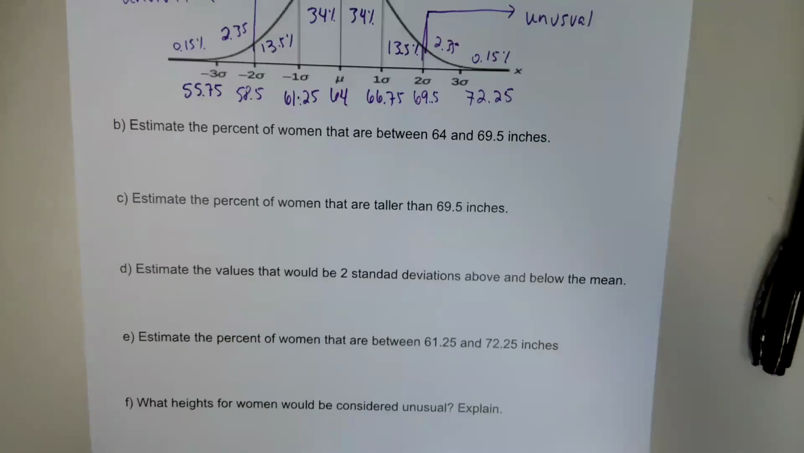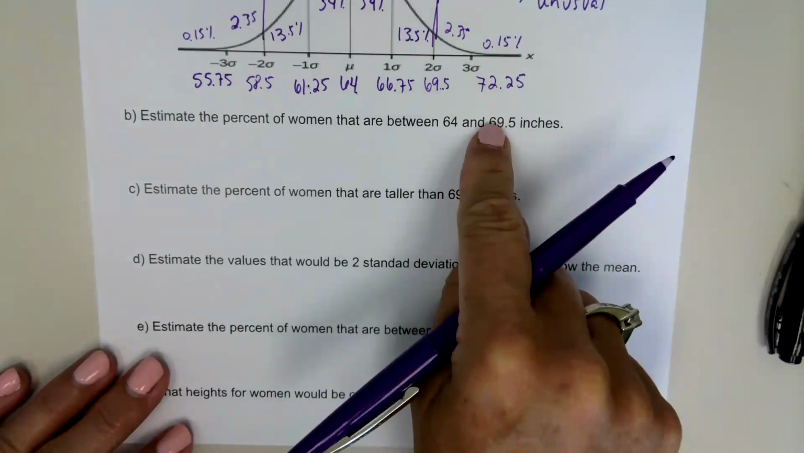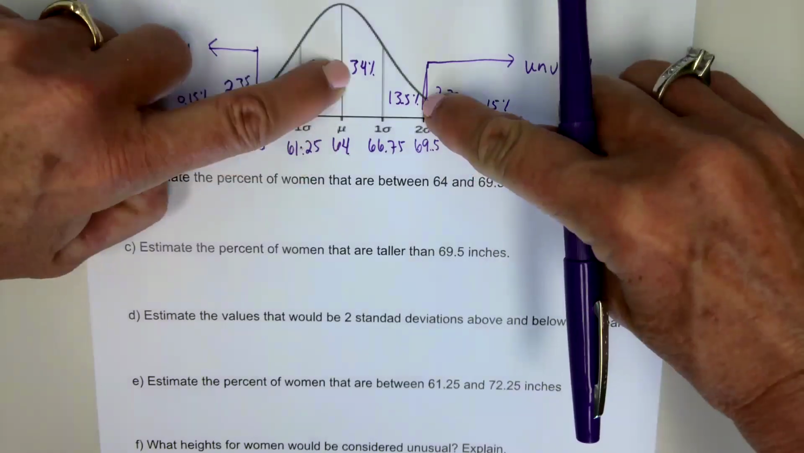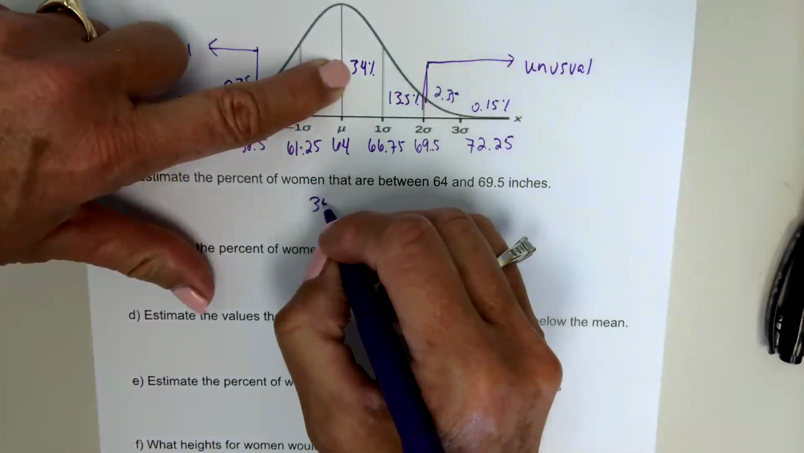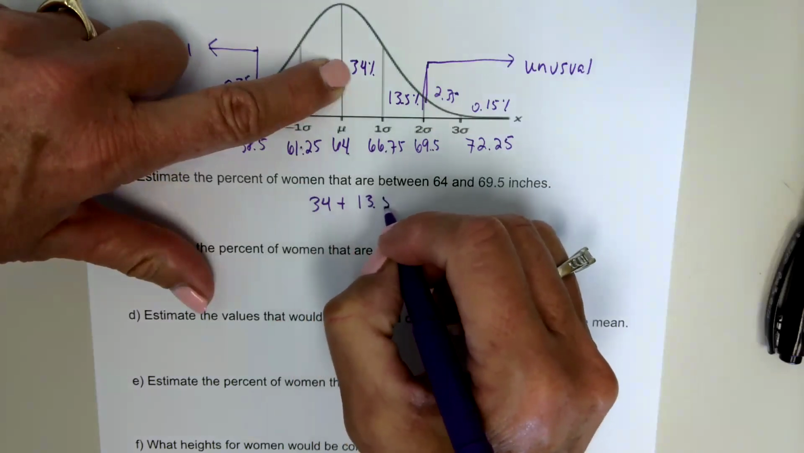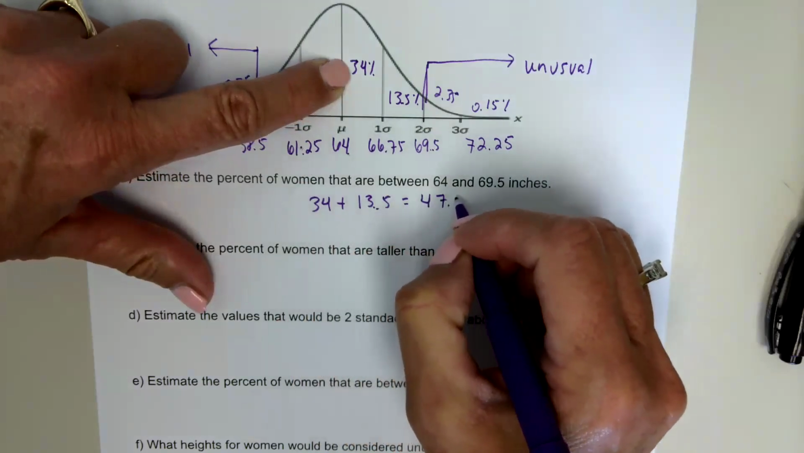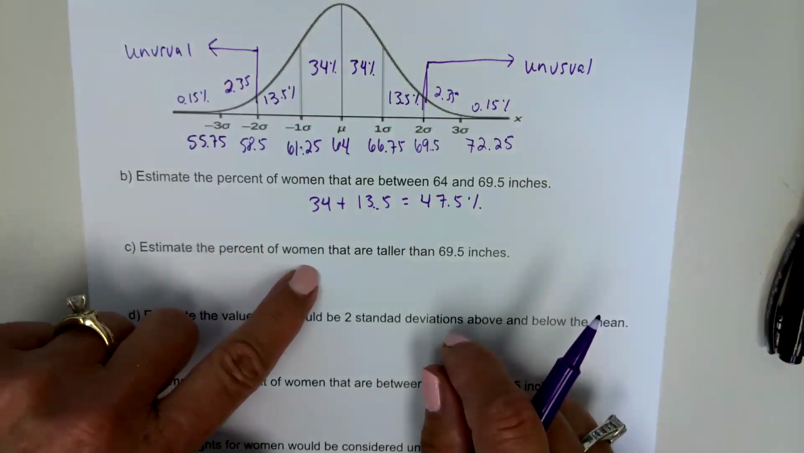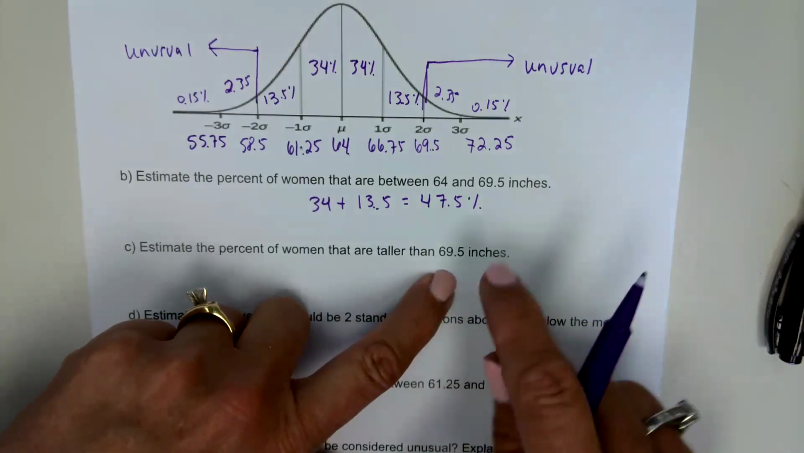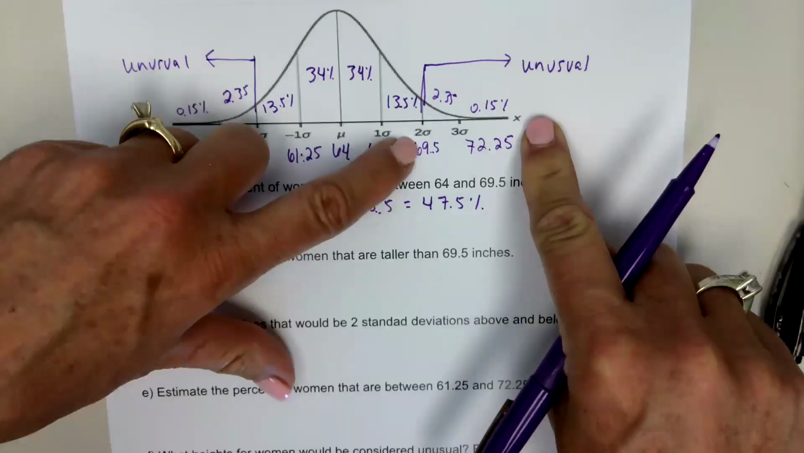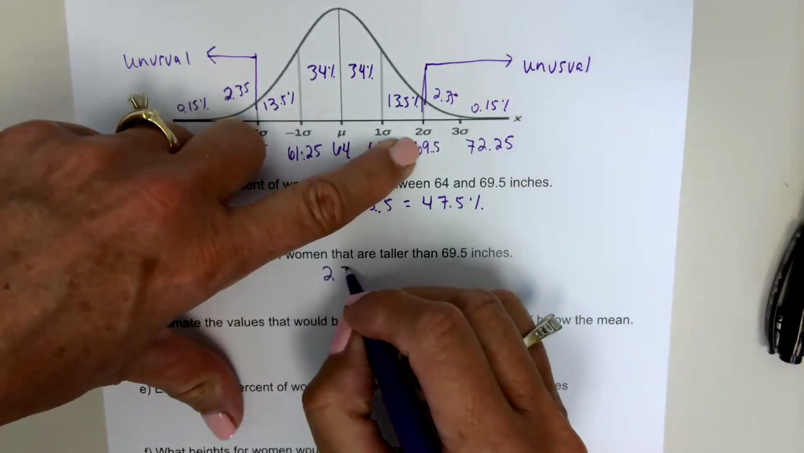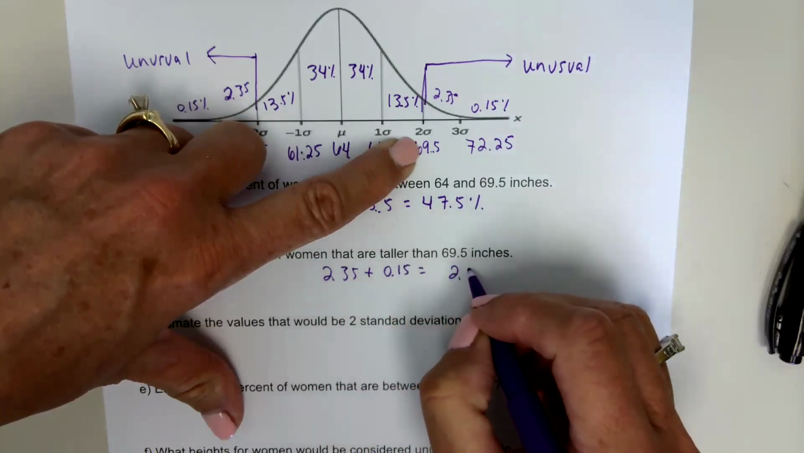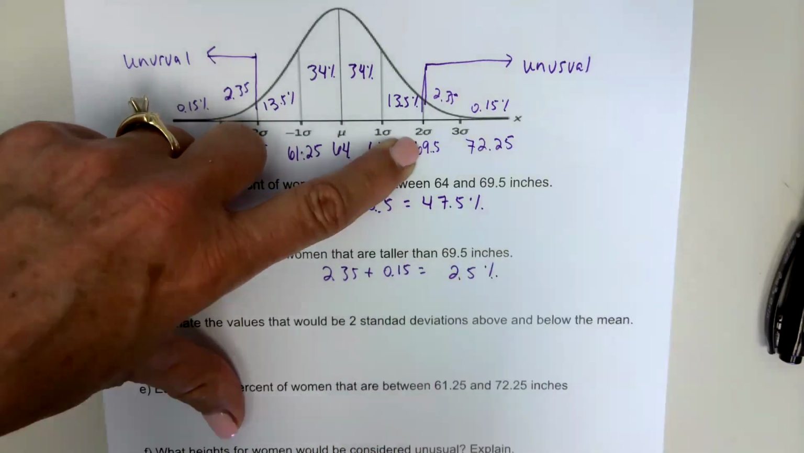So it says, estimate the percent of women that are between 64 and 69.5 inches. So 64 is right here, and 69.5 means we're adding 34 plus 13.5, which is 47.5%. Estimate the percent of women that are taller than 69.5 inches. So that's beyond the 69.5. So that's 2.35 plus the 0.15. Don't forget that. So that's 2.5%.